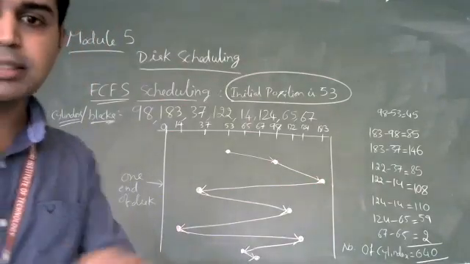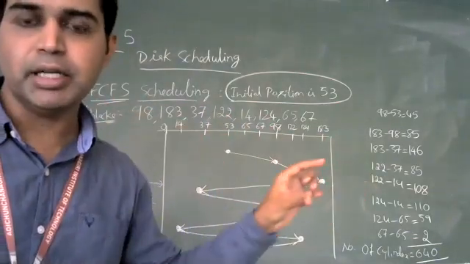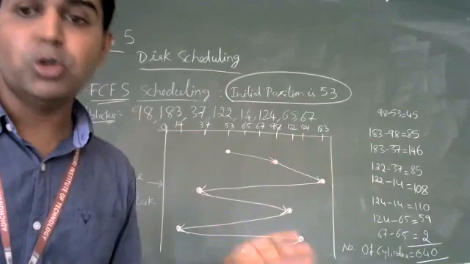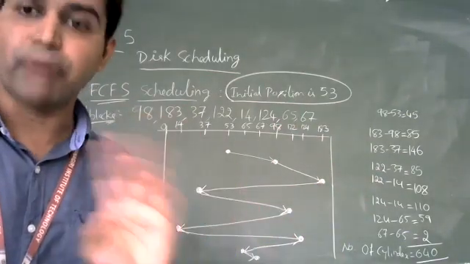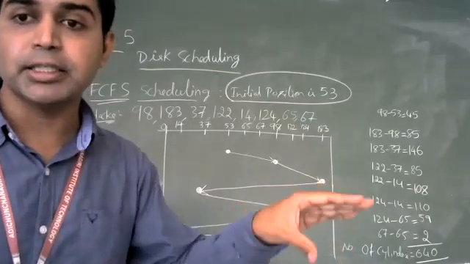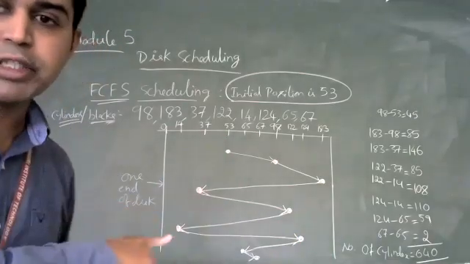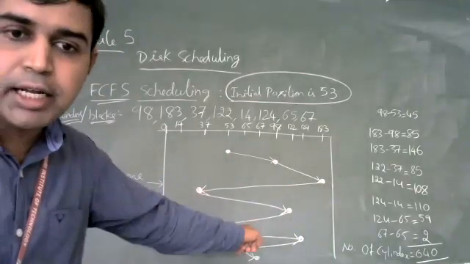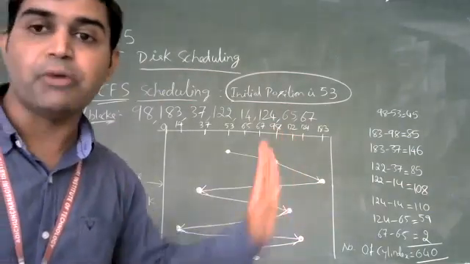Okay. So in your exam, they will be giving it like this. They will be giving a set of cylinder numbers and asking you to apply one scheduling algorithm, and they will be asking you to find out how many cylinders your read write pointer has traveled. Okay, so using your FCFS scheduling algorithm, how many cylinders have we traveled? It is 640 cylinders we have traveled.